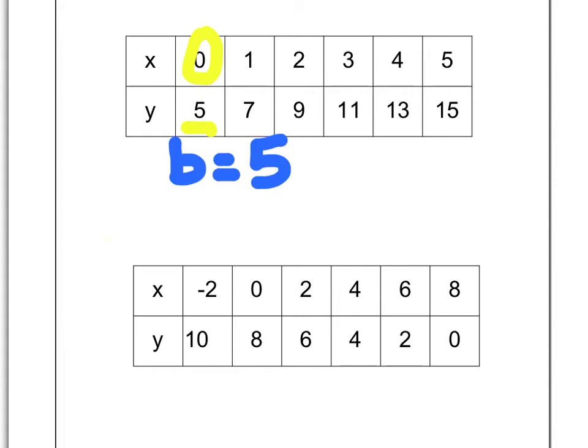In our second table, also pretty easy, here's our 0 in the x, and so that means our y-intercept is 8. And we write, once again, b equals 8. b is the variable that we use for y-intercept.